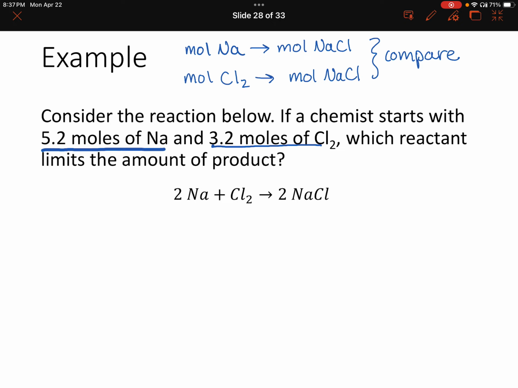All right, so let's start with sodium. So we're going to convert 5.2 moles of sodium into moles of our product. So for this first one, we're just focused on sodium and the product, and it looks like there's a 2-to-2 ratio. So essentially 1-to-1. Now, what do we want to put in the numerator? What are we solving for? Are we solving for sodium or sodium chloride?